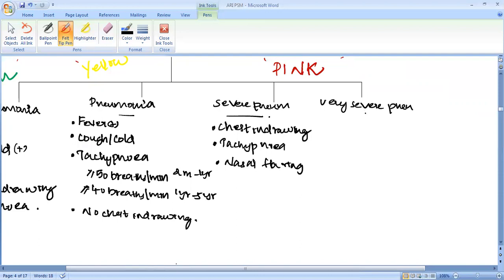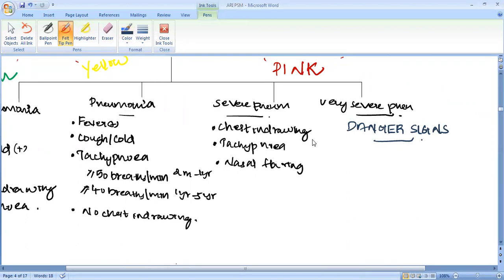Then in case of very severe pneumonia, the patient will express specific signs known as the danger signs of pneumonia. This itself can be asked as a short note. Danger signs alone can be asked as a short note. So in very severe pneumonia, apart from all these signs, the patient will also show danger signs. So we should know what the danger signs of pneumonia are.